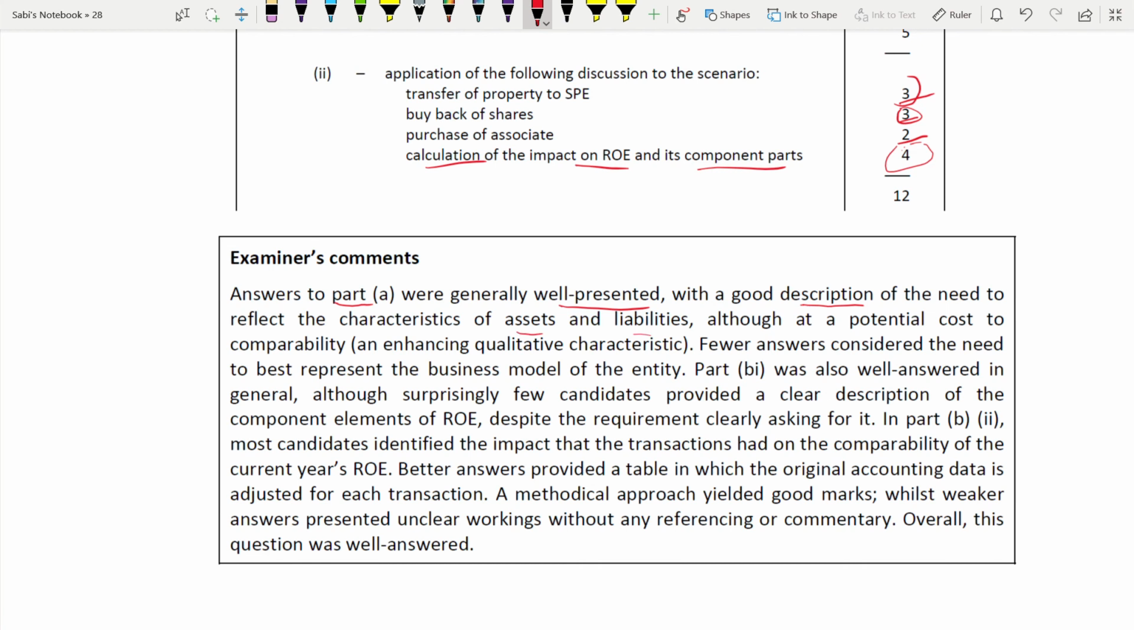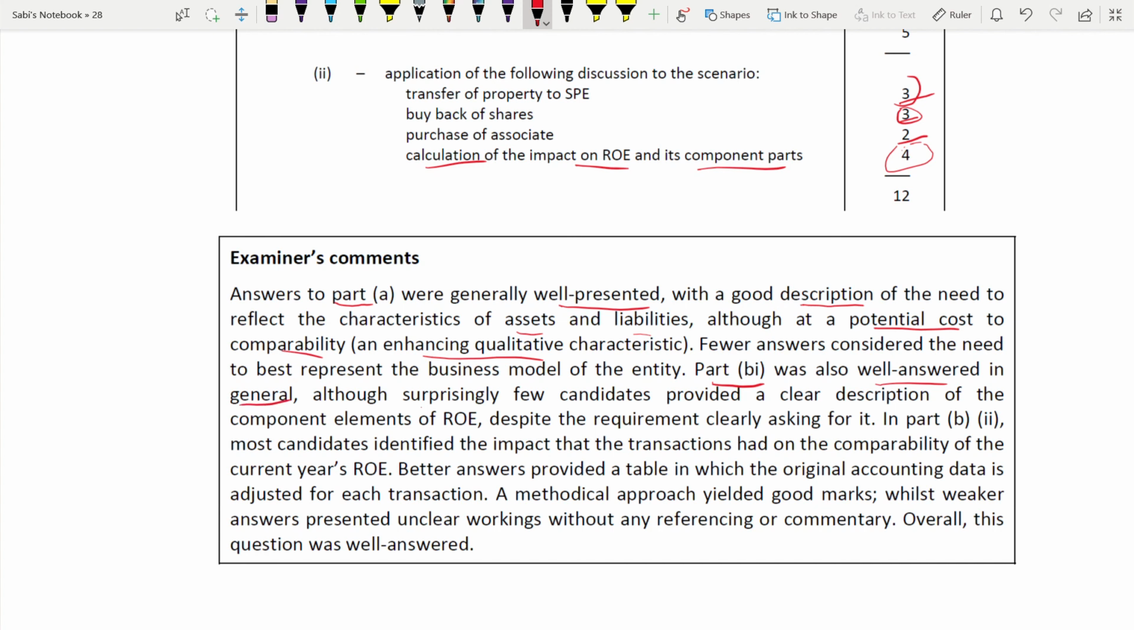Okay. At a potential cost to comparability, which is an enhancing qualitative characteristic. So generally that means students have good understanding of the conceptual framework. So which is good. Few answers consider the need to best represent the business model of the entity. What about second part of B? This was also well answered in general, okay, ratios and all.